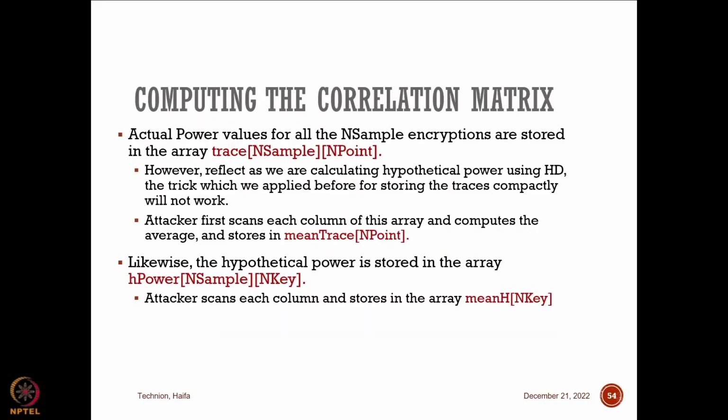So once you calculate the hypothetical power, you store this in a matrix. In this matrix you have got n sample instances, because you have got these 1000 encryptions, and you have got number of keys denoting the number of key hypotheses that can take place, which is in our case only 256. Okay. So once you have done this, this is what you are doing.